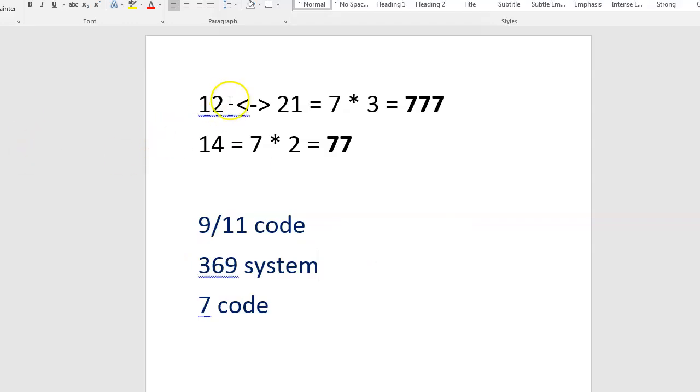When you have the number 12, if you reverse and flip it, you have 21. But 21 is 7 times 3, which is the 777. When you have 14, you have 7 times 2, so you have a double 7. Of course, if you have a 41, you can flip the 41 and you have the same meaning. So this is basically the 7 code. You have the 3 7s, the 2 7s, and the single 7.